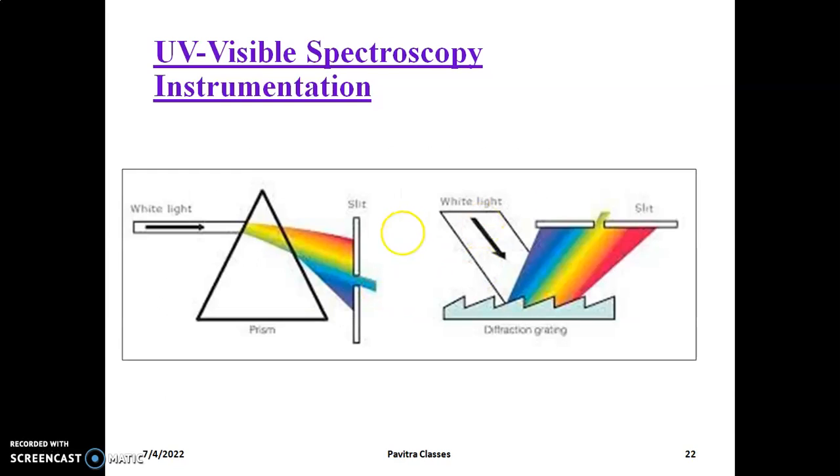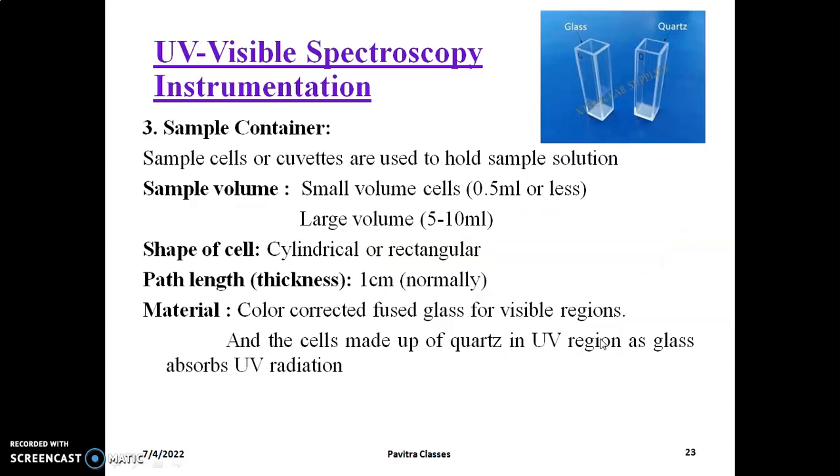This is the picture of the prism monochromator, and this is the diffraction grating monochromator. Next part is the sample container. Usually cuvettes are used for holding the sample in the visible as well as the UV spectrophotometer. In this picture you can see the glass cuvette and the quartz cuvette. Sample volume is usually 0.5 ml or less. For large volume samples, 5 to 10 ml.